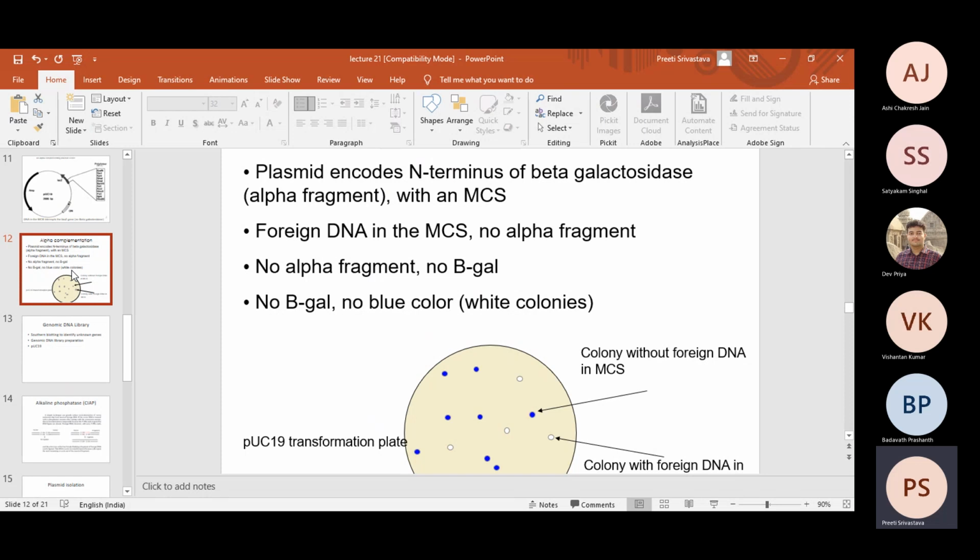All you need to do is, after transformation, which I will hopefully explain in today's class, once the DNA is taken up by the cells, which is called transformation, and once you spread them on antibiotic plates also containing X-gal as substrate, the white colonies are the ones which contain insert, and the blue colonies are the ones where the vector has self-ligated. So you can easily pick up these white colonies and then prepare a large library.